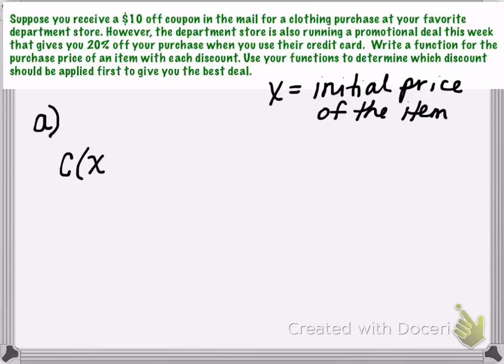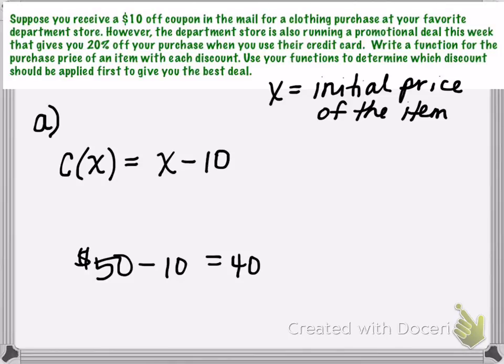If you use the coupon, which is $10 off, then what's the new price going to be for your item? For example, if we had a $50 item and we used the coupon, we're going to get $10 off, and my new item is now $40. So we're going to be taking the initial price of our item, X, and subtracting $10. And that's going to give us the new price when we apply the coupon.